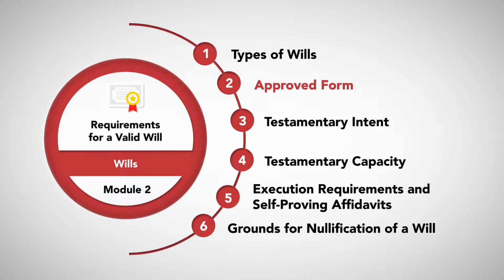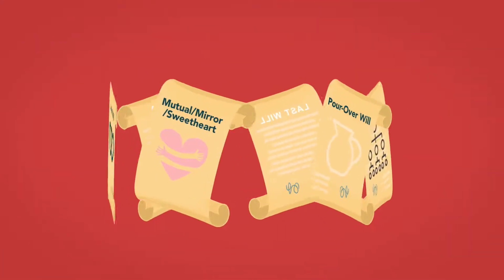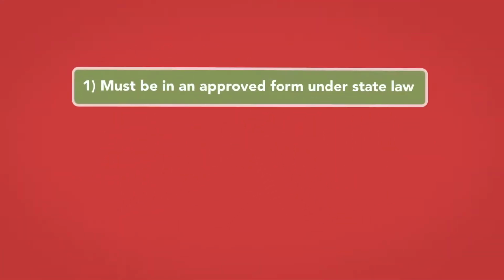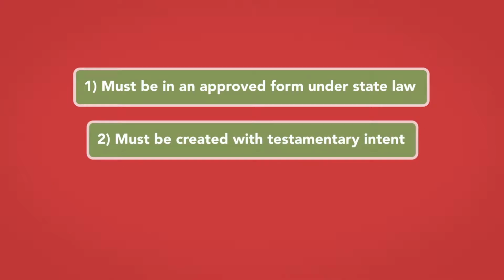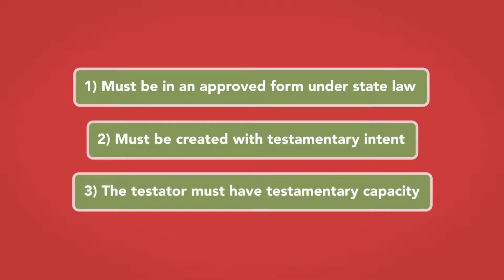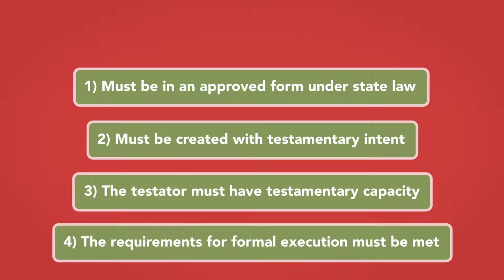Approved form. Regardless of the type of will, a valid will: 1. Must be in an approved form under state law. 2. Must be created with testamentary intent. 3. The testator must have testamentary capacity. And 4. The requirements for formal execution must be met.